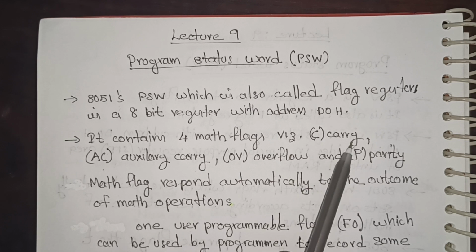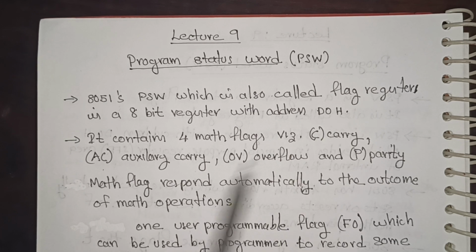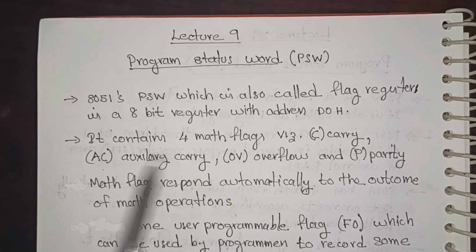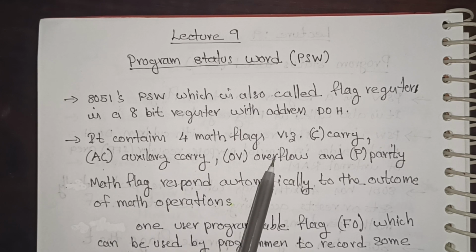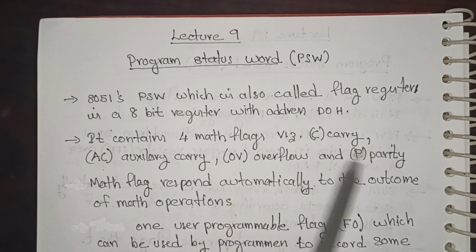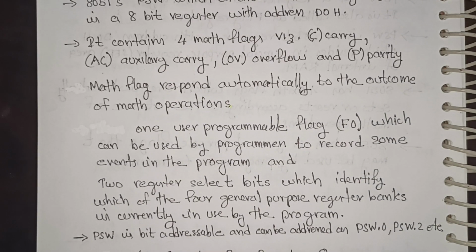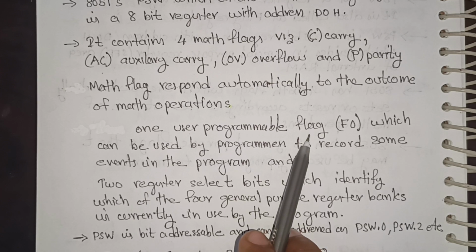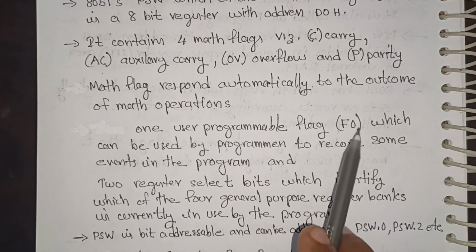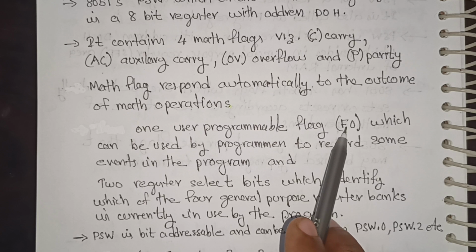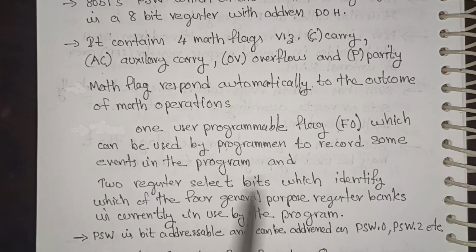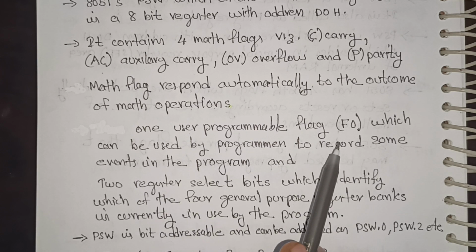They are the carry flag, C, auxiliary carry flag, AC, overflow flag, OV, and parity flag, P. Now we have one user programmable flag which can be set or reset by the user, that is F0. The programmer can use this flag to record some events in the program.